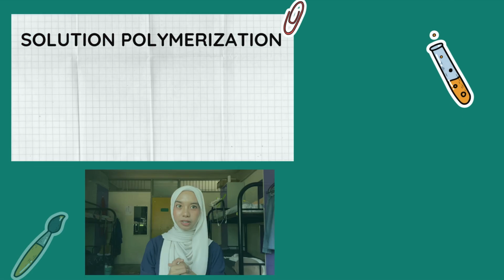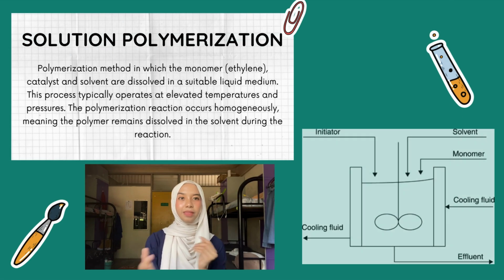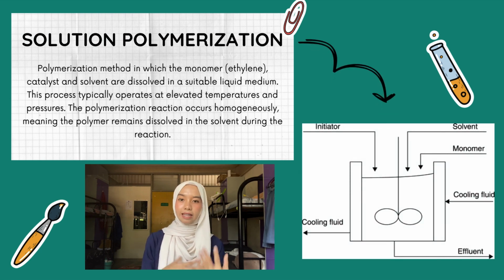So my part is solution polymerization. Solution polymerization is a polymerization method in which the monomer, which is ethylene, catalyst and solvent are dissolved in a suitable liquid medium. This process typically operates at elevated temperatures and pressure. The polymerization reaction occurs homogeneously, meaning the polymer remains dissolved in the solvent during the reaction.